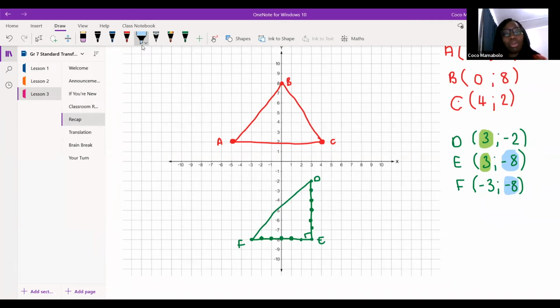Okay. That's how we know that it's a right angle triangle. There are two lines that all have the same X coordinates. These ones all have the same Y coordinates. All right. Thumbs up, thumbs down. How are we feeling about this? Okay. Because we need to move on to something a bit more challenging.